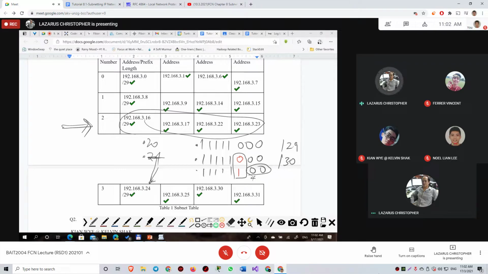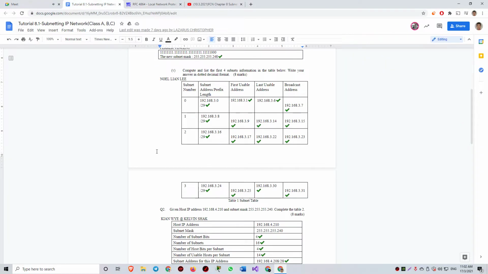I got subnet 2, then I subnet it again. But I can only borrow 1 bit because it makes it /30. So within the subnet 2 range, I can get 2 additional subnets. Each subnet will be /30.